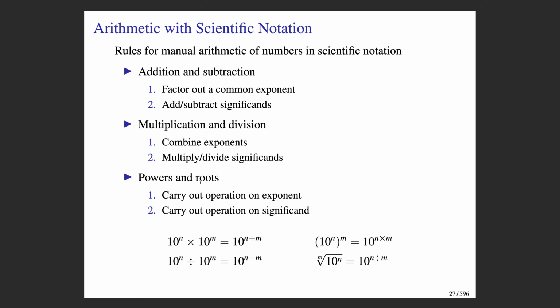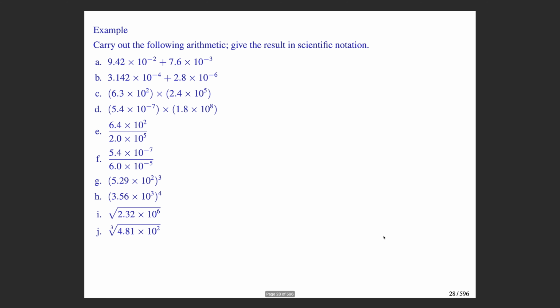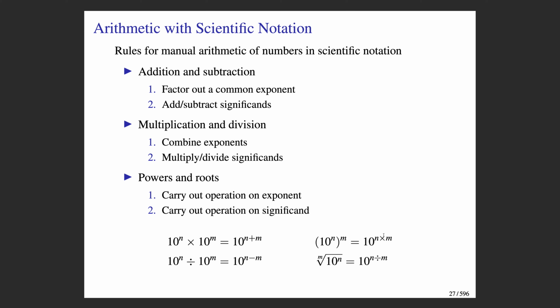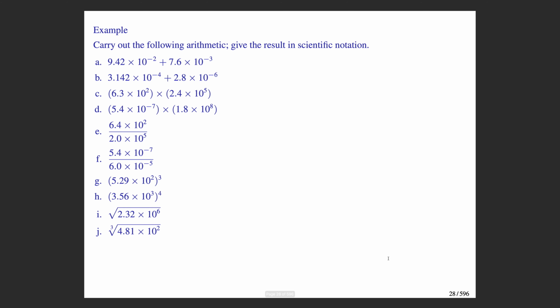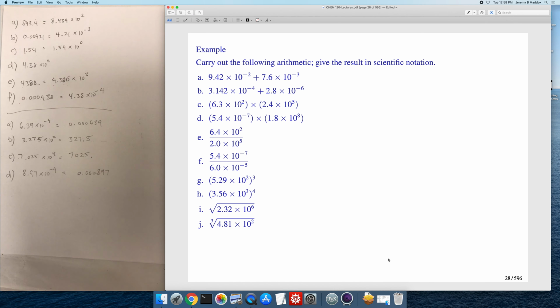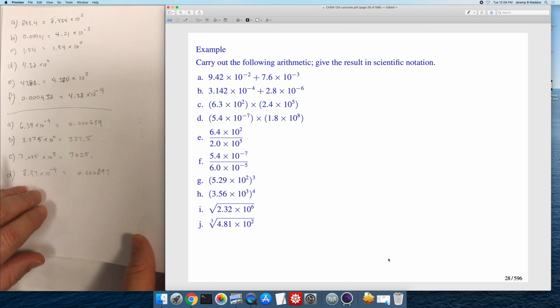When you're working with powers and roots of numbers in scientific notation, whenever you take an exponent to a power, you need to multiply the exponents together. Whenever you take a root of an exponent, you need to take the power of the exponent and then divide by which root you're taking. And so on the next example, I've got a number of problems to be practiced. Let's go ahead and work out a few of these.